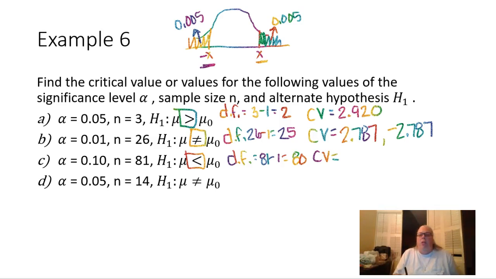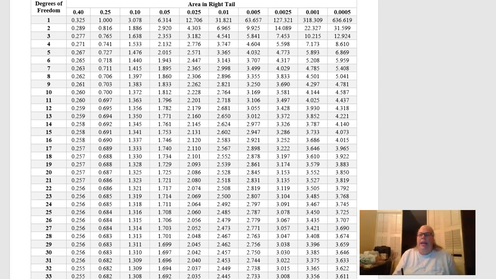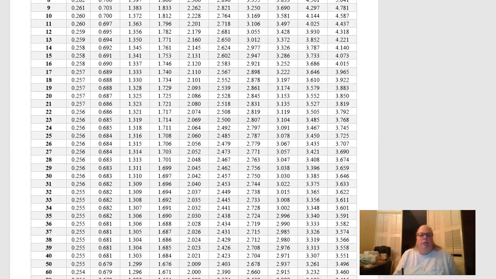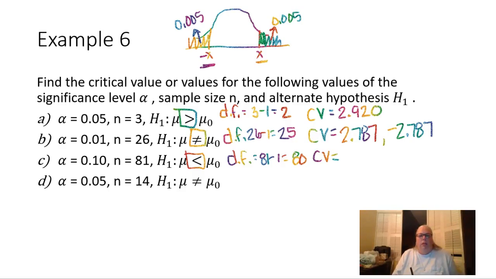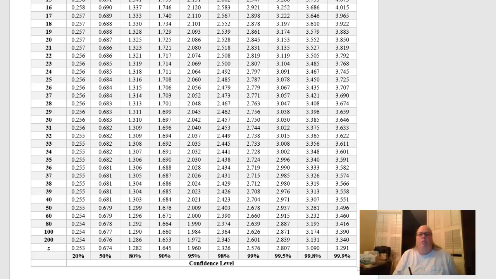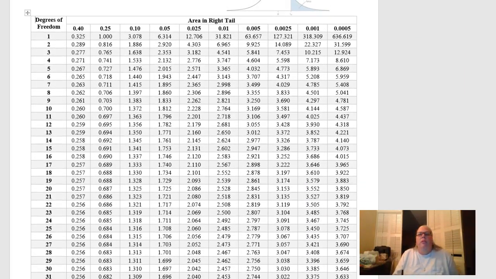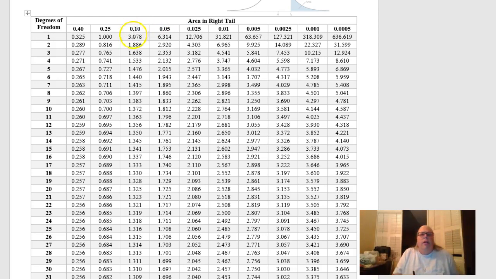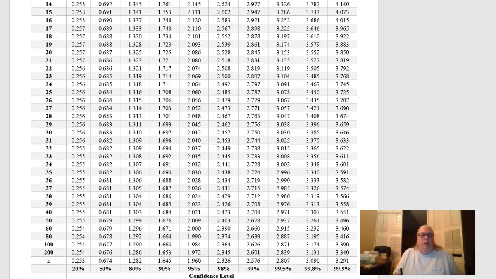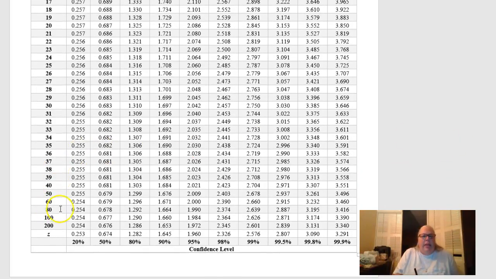And the critical value will come off of table A3. We're going to be on line 80, and the column 0.1. So line 80, column 0.1. Let's see, column 0.1 is right here. So this is 1, 2. This is the third one over. Line 80, 1, 2, 3. There it is, 1.292.